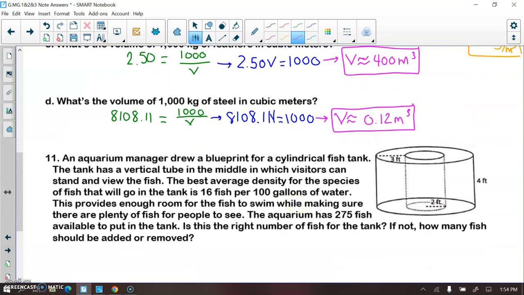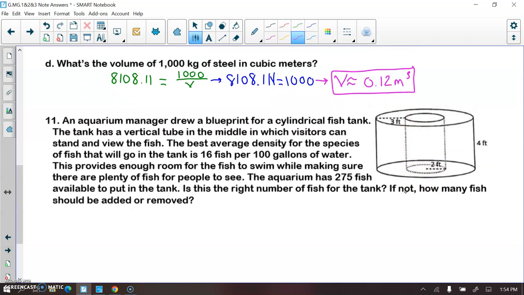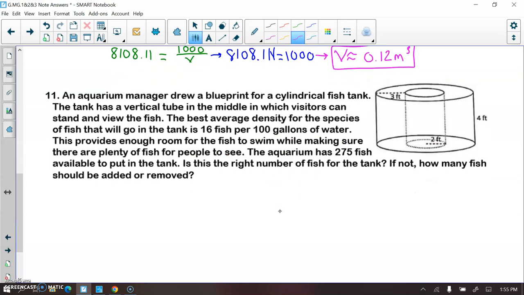Looking at the next one, we have an aquarium manager who drew a blueprint for a cylindrical fish tank. The tank has a vertical tube through the middle in which visitors can stand and view the fish. The best average density for the species of fish that will go in the tank is 16 fish per 100 gallons of water. So this provides enough room for the fish to swim while making sure there are plenty of fish for people to see. The aquarium currently has 275 fish available to put in the tank, and we want to see, is this the right number of fish? And if not, how many fish should be added or removed?